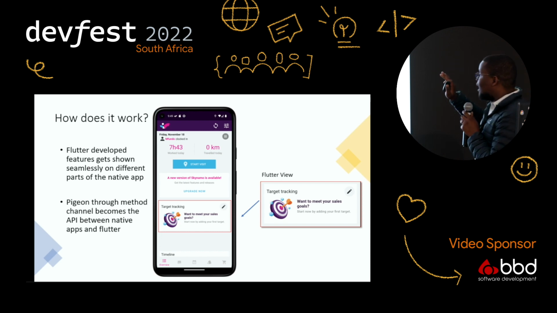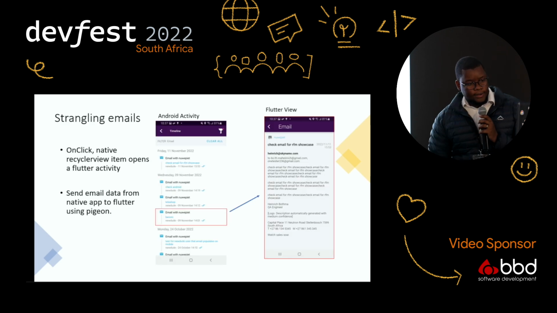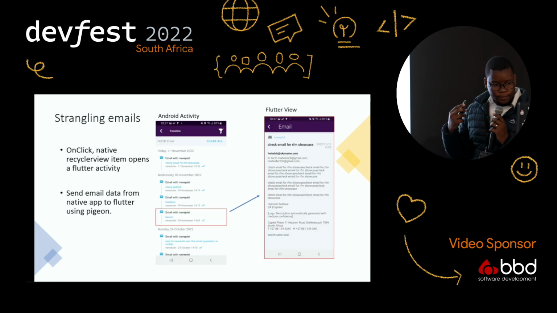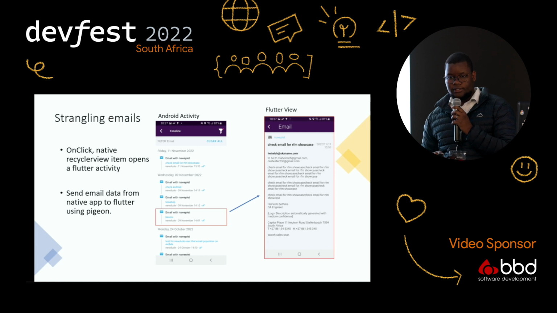After having figured out all of this, it was all good and well, but then we needed to figure out the next step in our implementation, which was identifying the part of our existing code that we're going to strangle. And for the sake of this presentation, we're just going to go through how we strangled the email into Flutter.